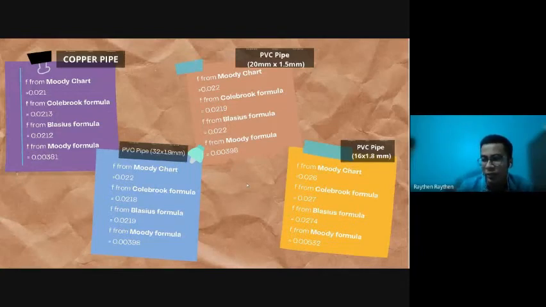From the Blasius formula we got 0.0219, and from Moody's formula we got 0.00398. And the last one, PVC pipe with 16 times 1.8 millimeter length. From Moody's chart we got 0.026. From the Colebrook formula we got 0.027. From the Blasius formula we got 0.0274, and from Moody's formula we got 0.00532.